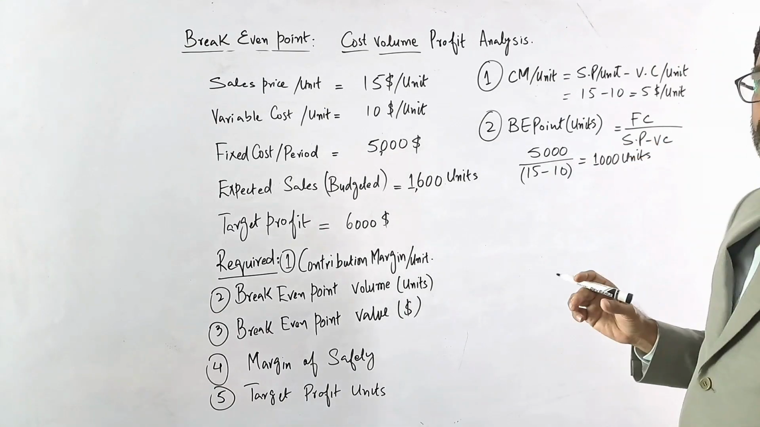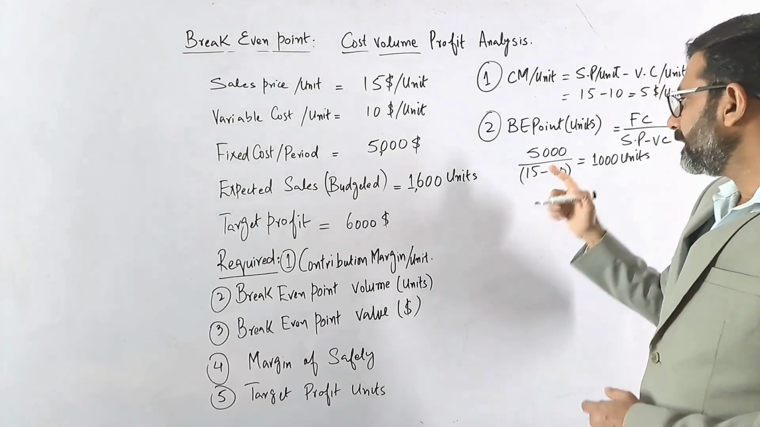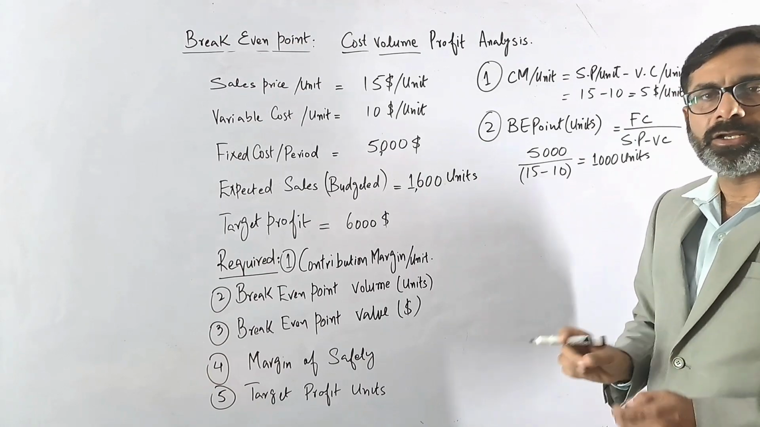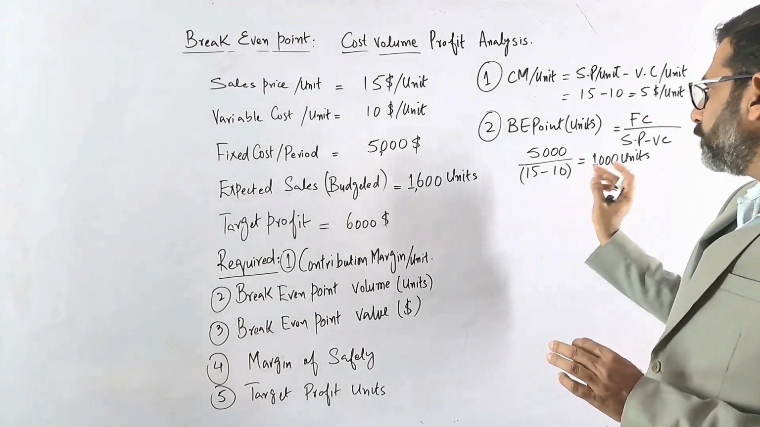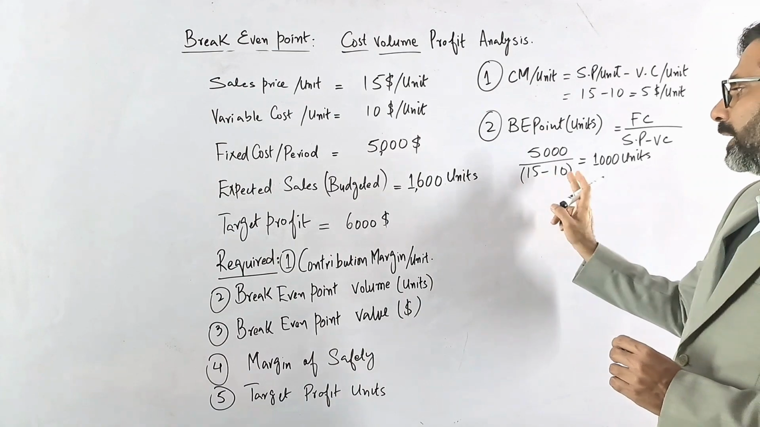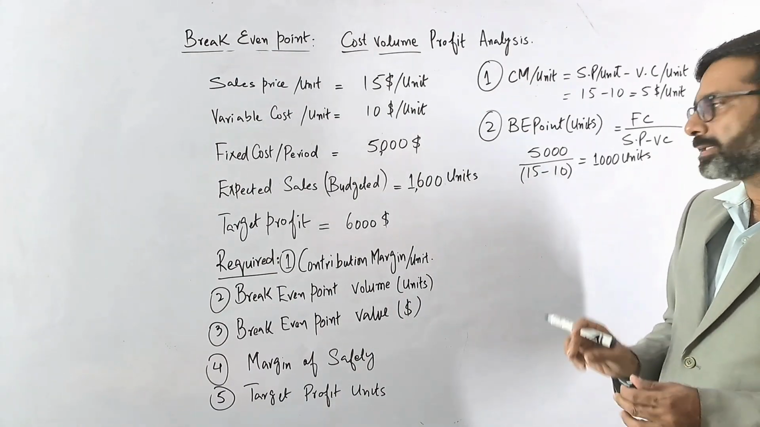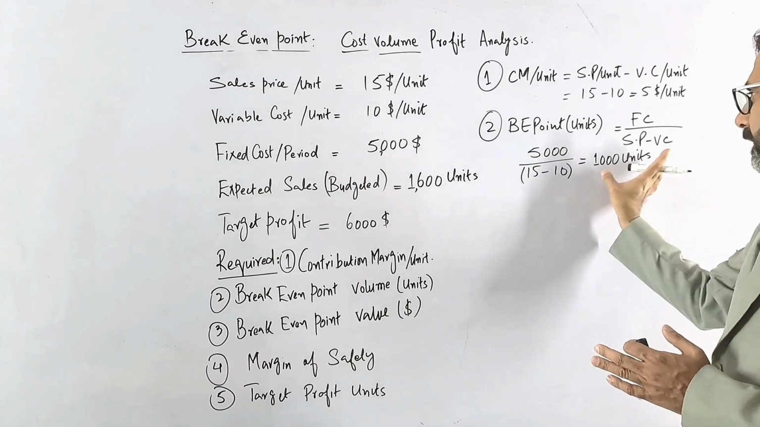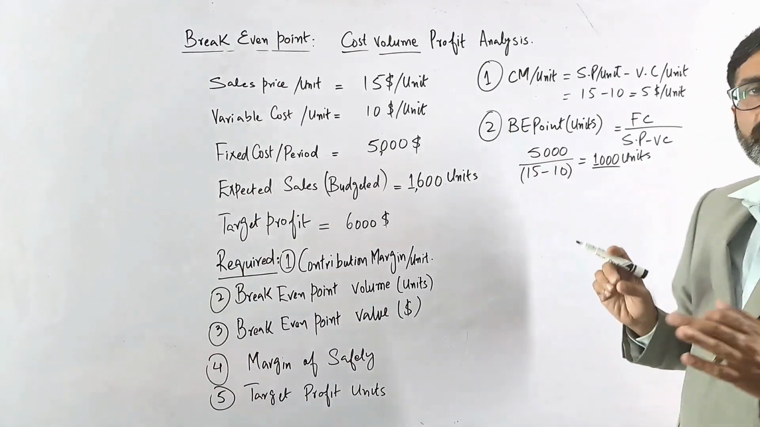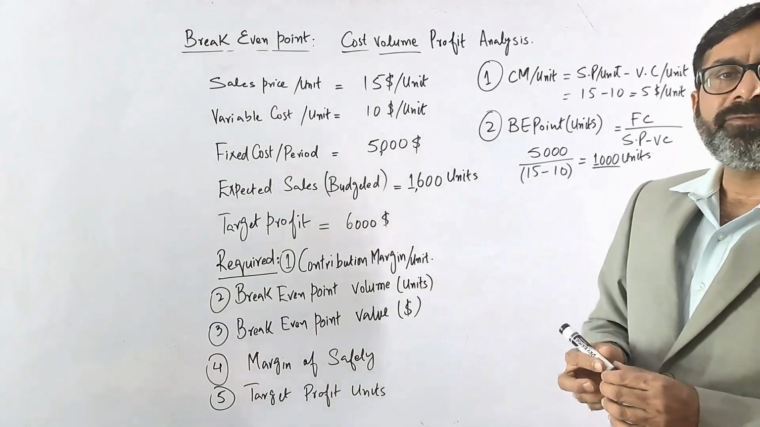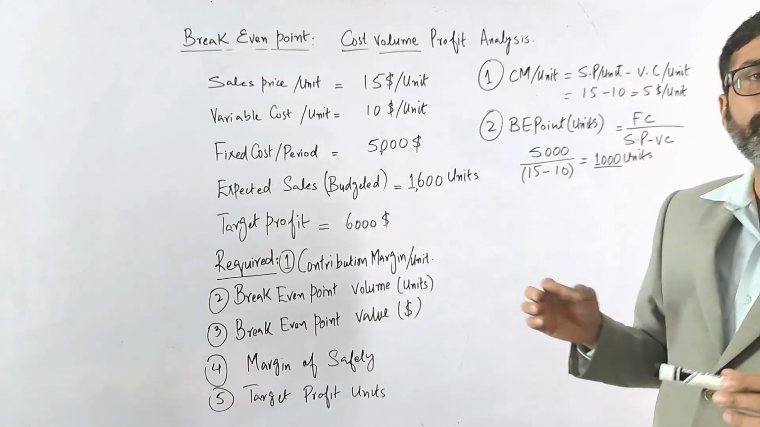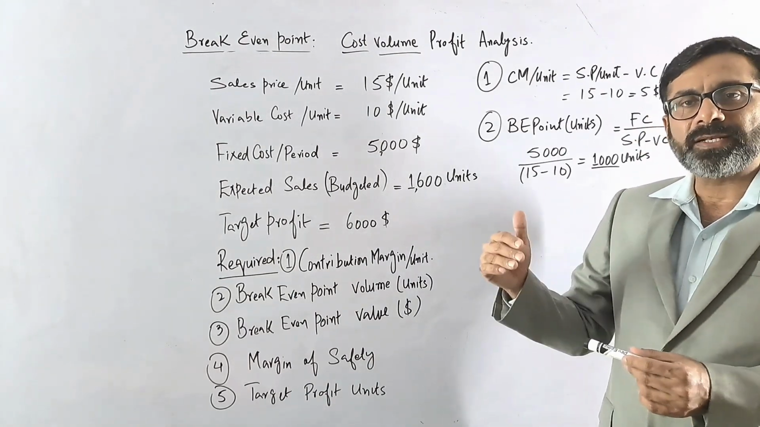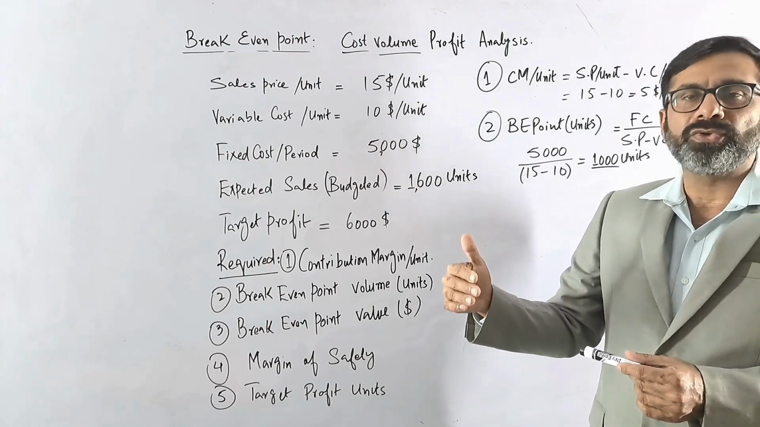Sometimes some students make the mistake of dividing 5,000 by 15 and then subtracting 10. Obviously this is not correct. First we have to calculate 15 minus 10, which is 5, and then divide 5,000 by 5 to get the exact answer. So 1,000 units is the break-even point. If they sell 1,000 units, they will be in a no profit, no loss situation, and after those 1,000 units, there will be a profit.